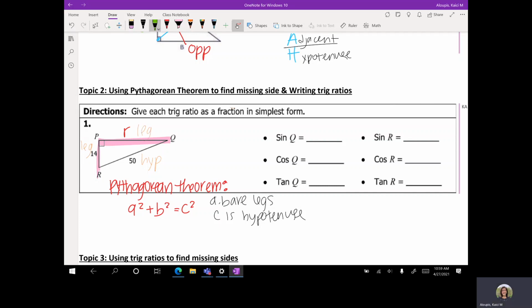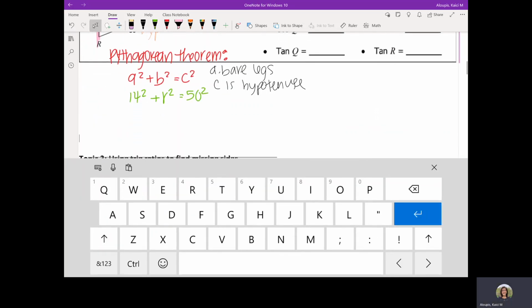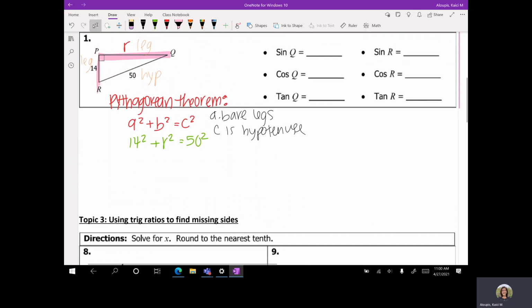So what I'm going to write now is 14 squared plus r squared, we don't know what r is yet, that's what we're solving for, is equal to 50 squared, because c is the hypotenuse, and the value of our hypotenuse is 50. I'm going to give a little more room here. And now I'm going to just compute these.